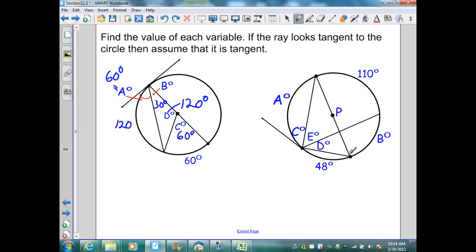In this diagram, I'm given a diameter. That makes this arc 180 degrees. 180 minus 48 gives me this arc to equal 132 degrees.